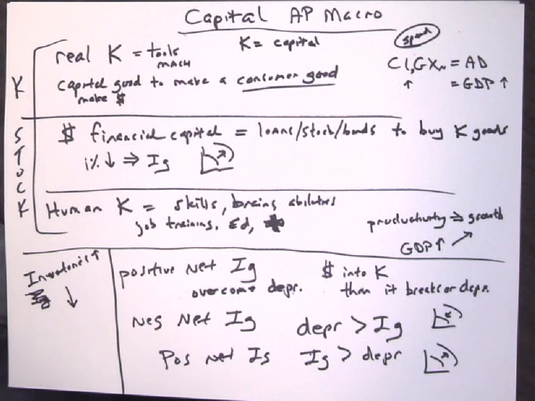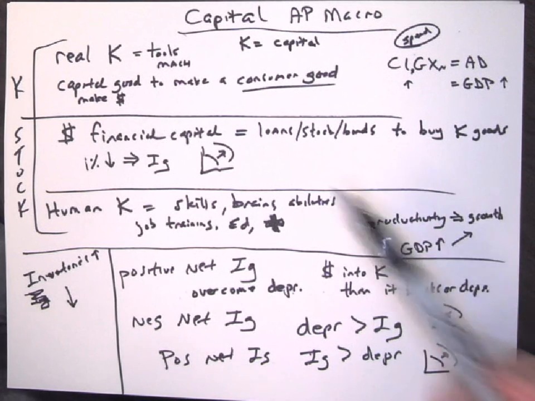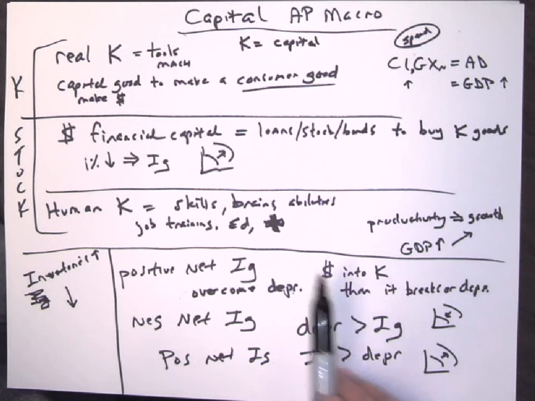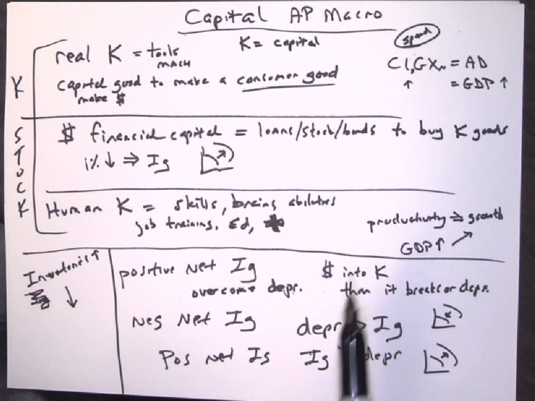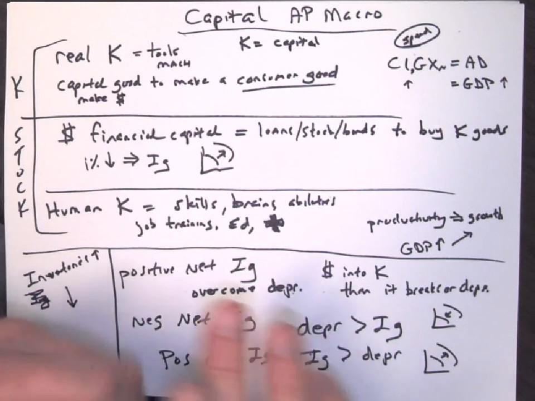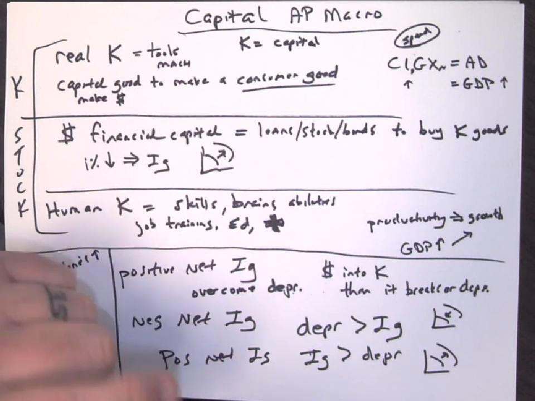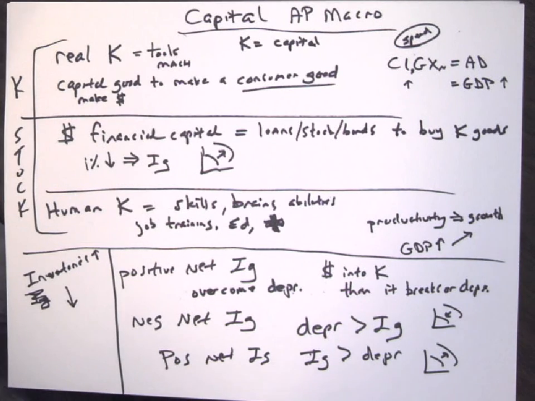So this is all about capital. Real capital, financial capital, human capital, positive and negative net investment, and then our capital stock as a whole and as the economy. All those things are important for the health of our economy and how we could possibly grow.